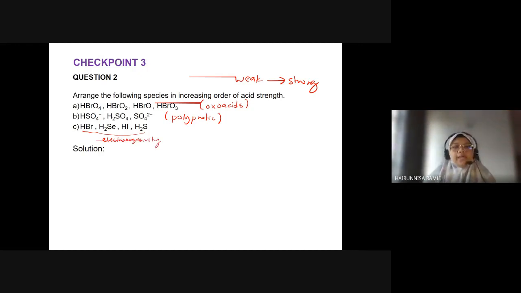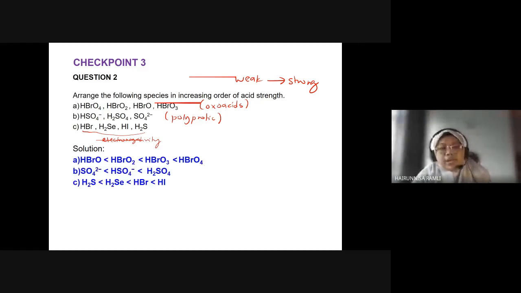Okay, so for A, I think semua boleh susun kot kan. So A, of course, oxoacid, we know that higher oxygen, dia paling strong lah. Okay, followed by HO3, O2 and O. Okay, how about B? Polyprotic, okay.